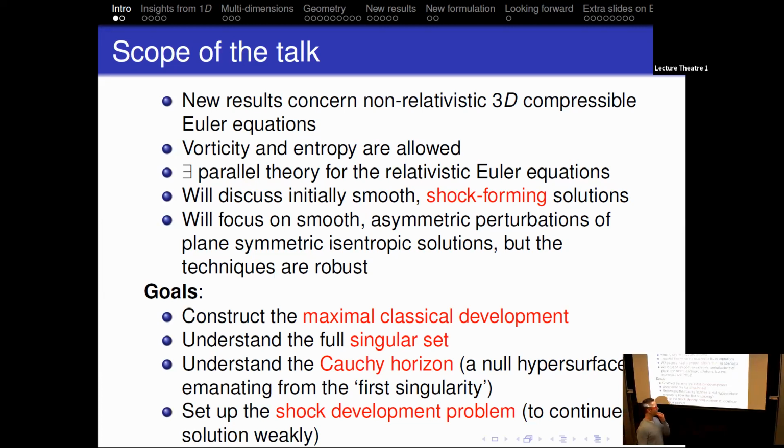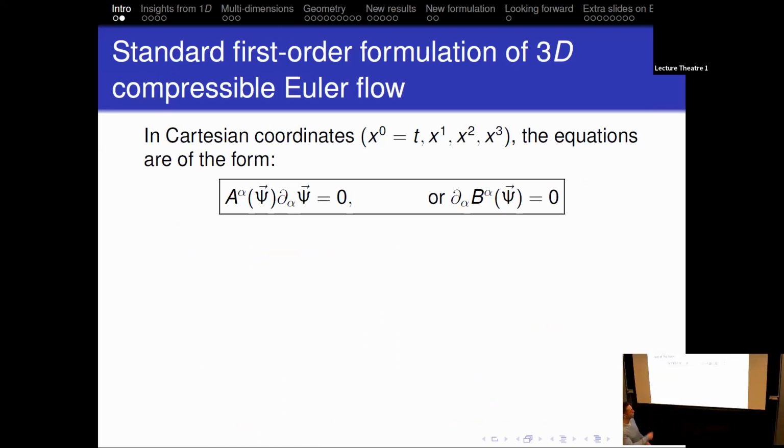Okay, and a particular interest in the way that we're doing the problem is to set up the shock development problem. So this is the problem of continuing the solution after the singularity forms. This problem is open in full generality. It has been solved under some simplifying assumptions, famously by Christodoulou. He solved what's called the restricted shock development problem, where he solved a mathematical problem that's not quite Euler, because he threw away entropy and vorticity. I'll say more about these things later.